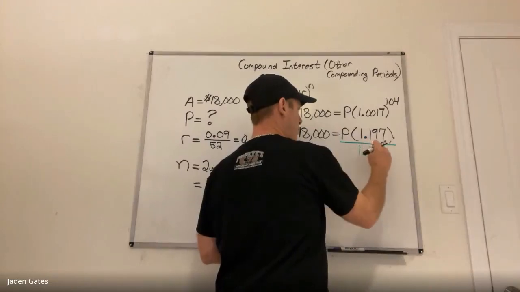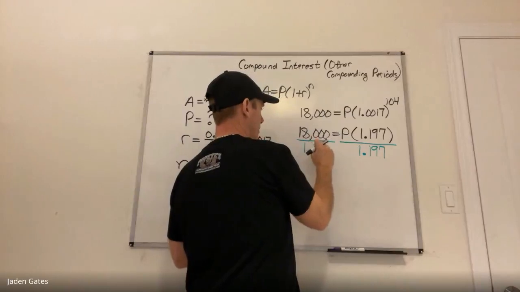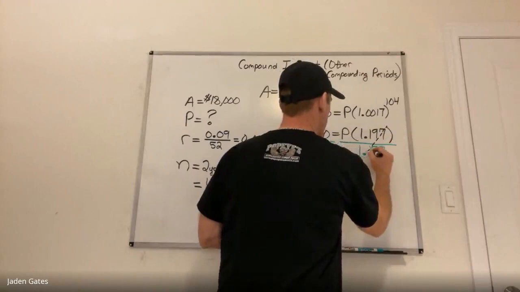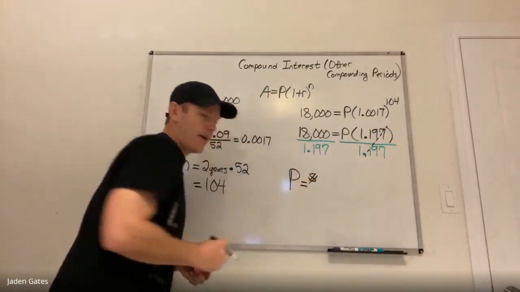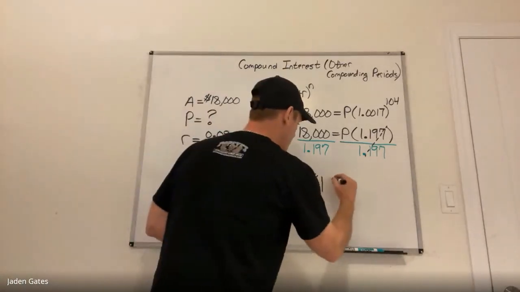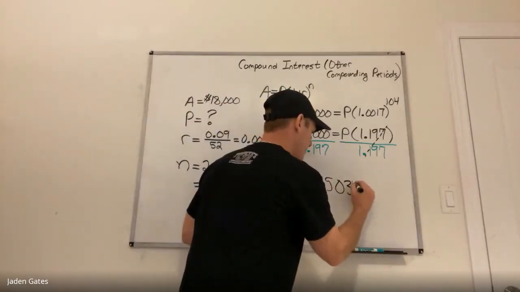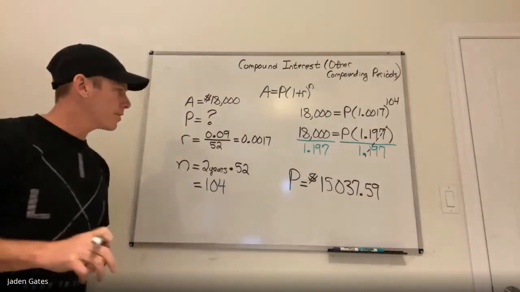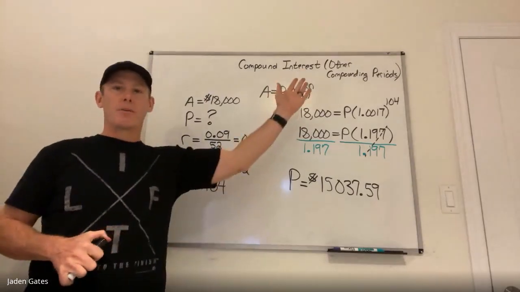And of course, the last thing is to divide to get P by itself. So I'm going to divide by 1.197 on both sides. Because this is compounded weekly, it's going to help me out a little bit to grow my investment. But to this day, to be able to buy an $18,000 car, I would still need $15,037.59. There we go.